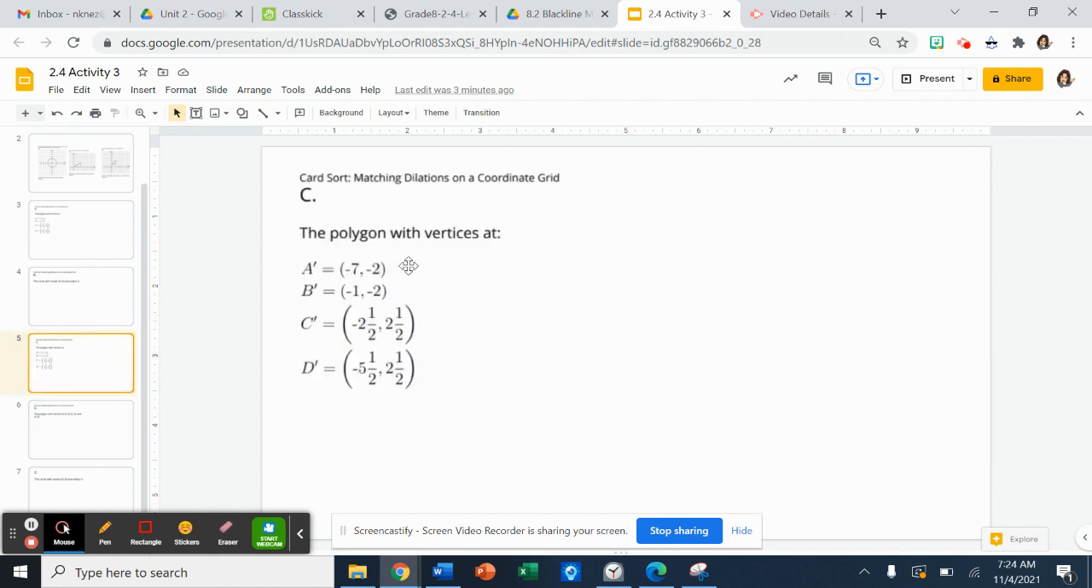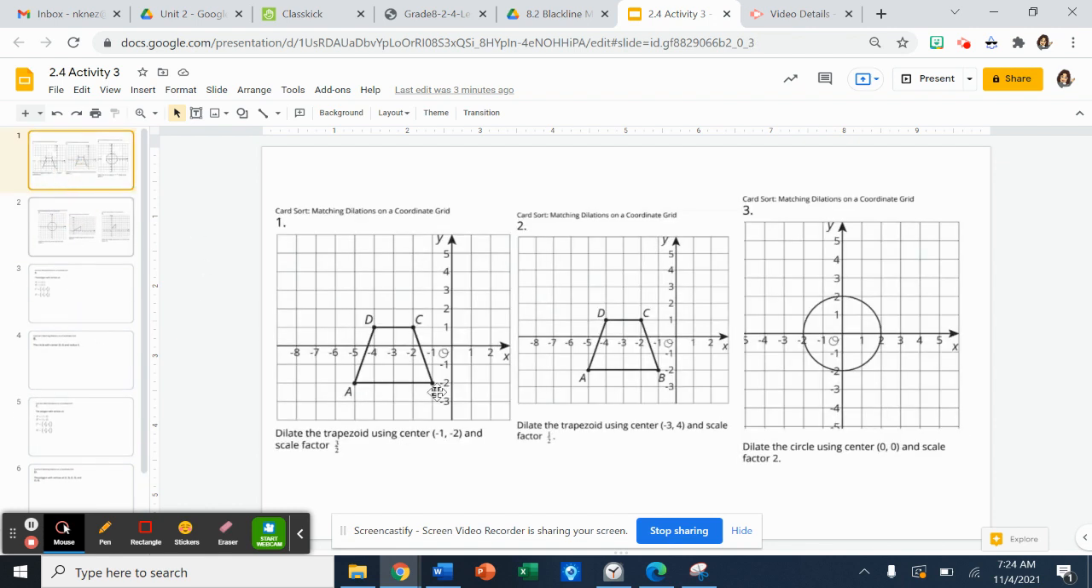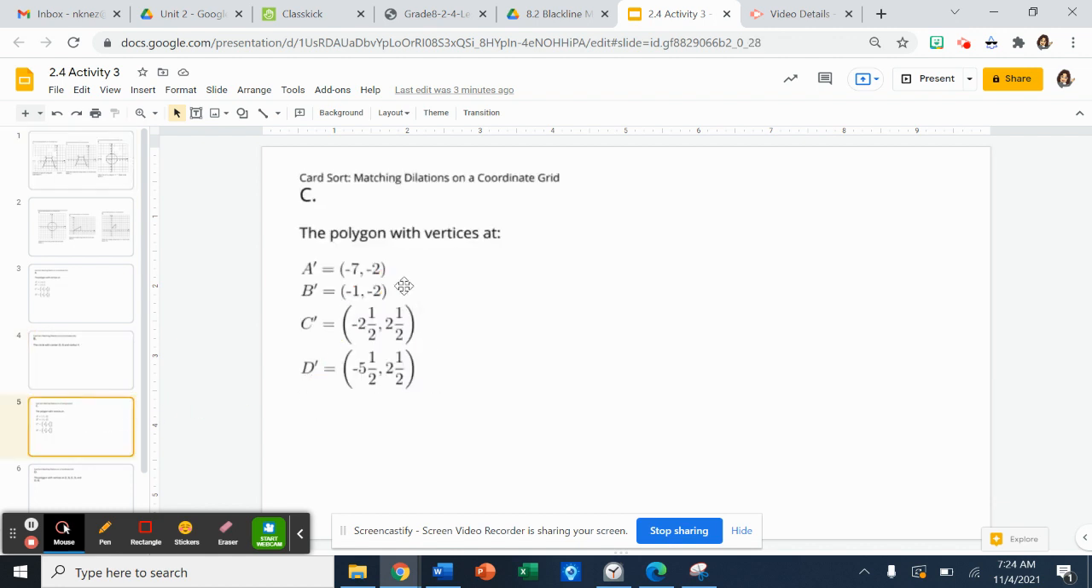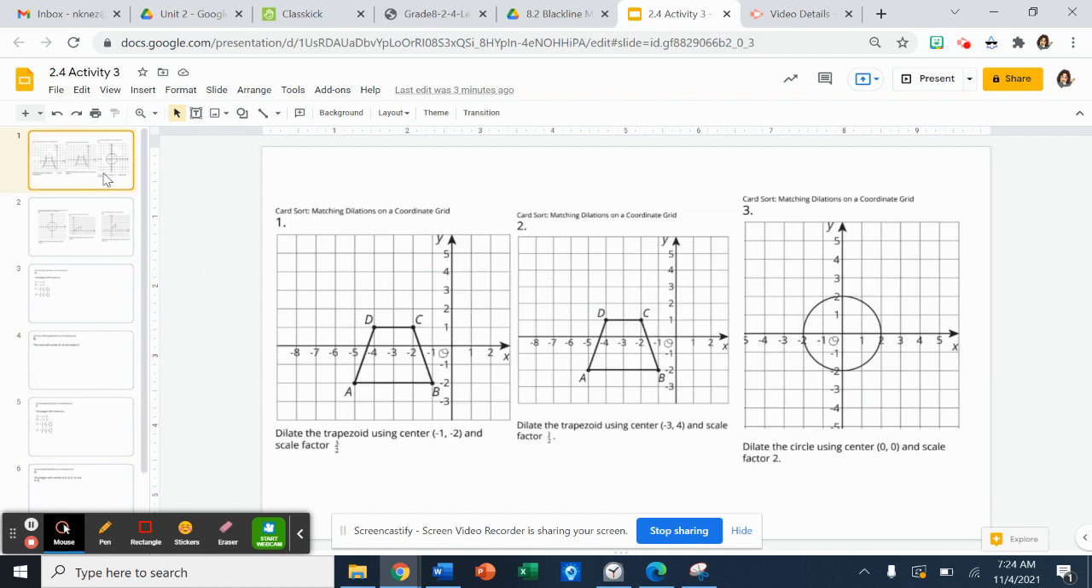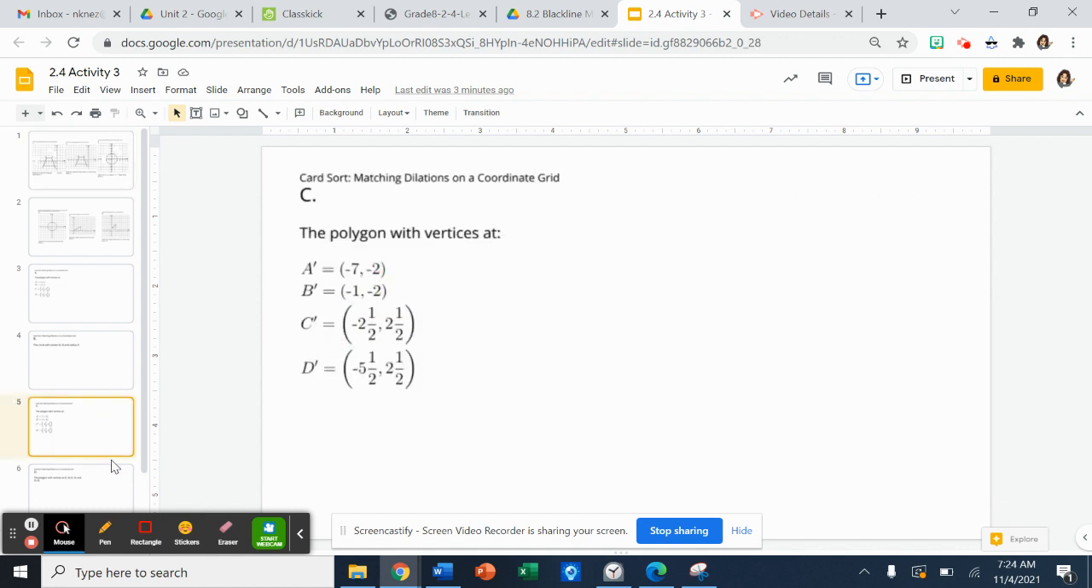C gives us some more coordinate pairs for the polygon. Let's check it out. A should be at (-7, 2). Is that where we ended up? Okay, A matches (-7, 2). B was at (-1, -2). Let's check if that's where this card says. Yep, B is at (-1, -2). And C and D match as well: (-2.5, 2.5) and (-5.5, 2.5).